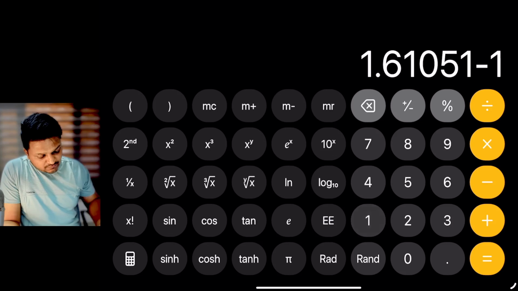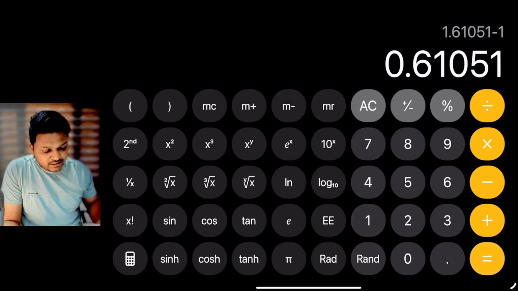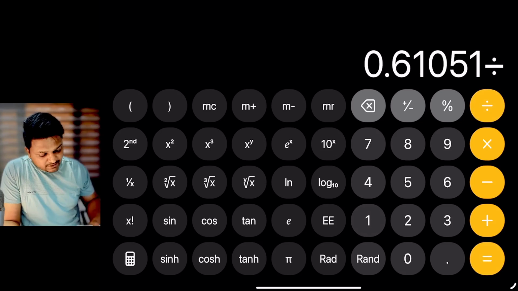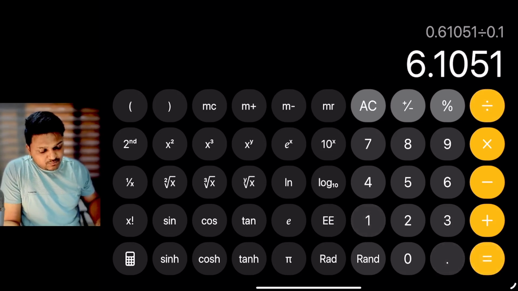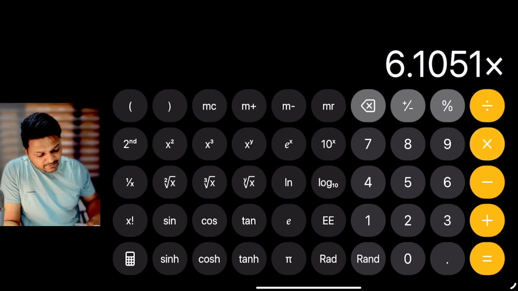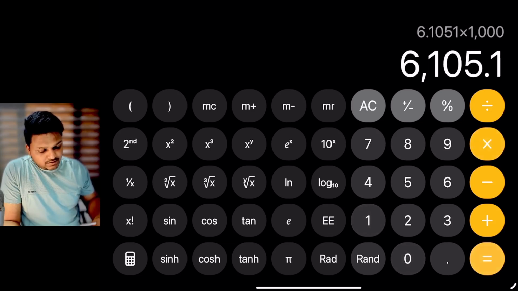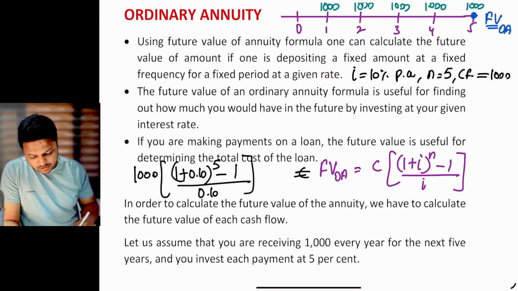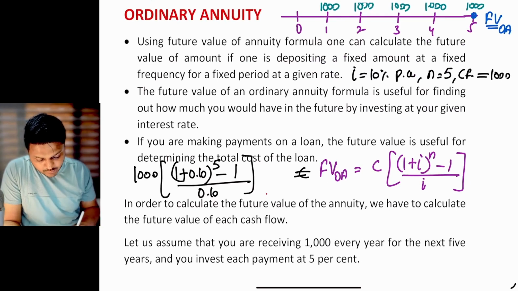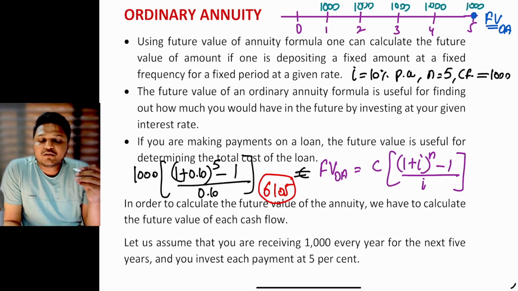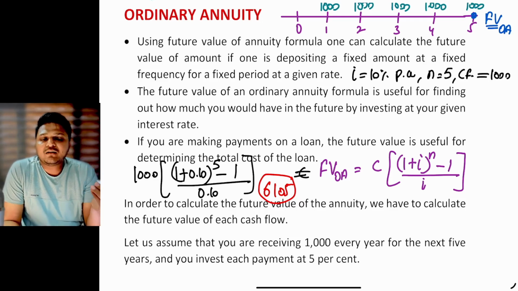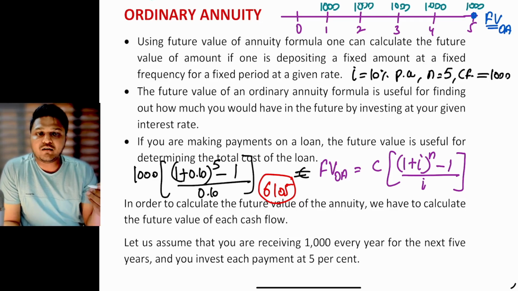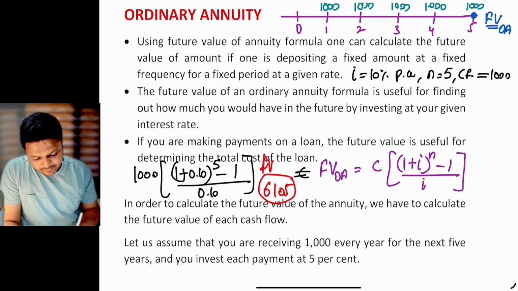And further minus 1. This is going to be 0.61051 and divide by 0.1. That is 6.1051 and multiplied by 1000. So the amount will be 6105. So the amount after 5 years, the future value we calculated, is 6105. This is definitely greater than the total of 5000 deposited. So this is the future value we calculated.